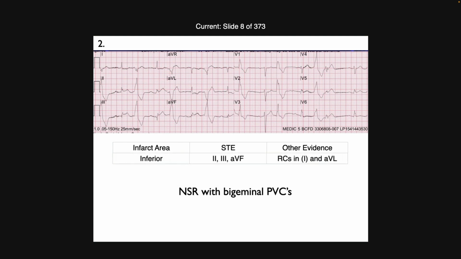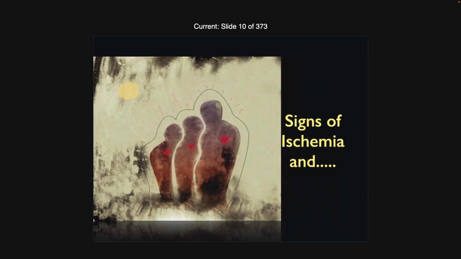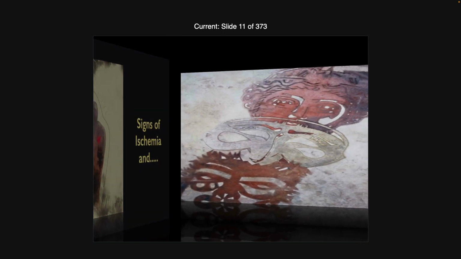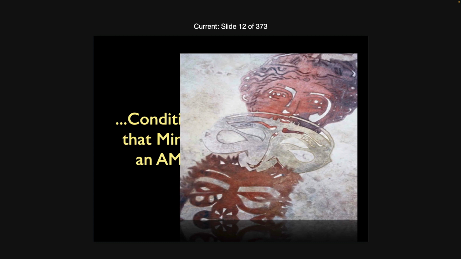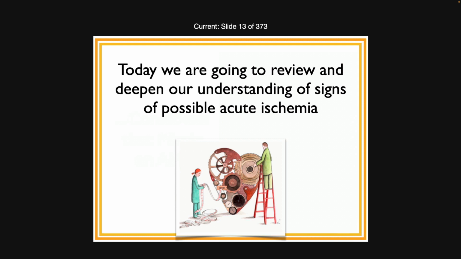Okay, so today we're really going to be talking about signs of ischemia. The second half of the lecture, this is kind of a huge lecture, probably we won't even get to until spring, which are the conditions that mimic an acute MI. But today what we're going to do is part review, part more in-depth study of some of the signs of ischemia.